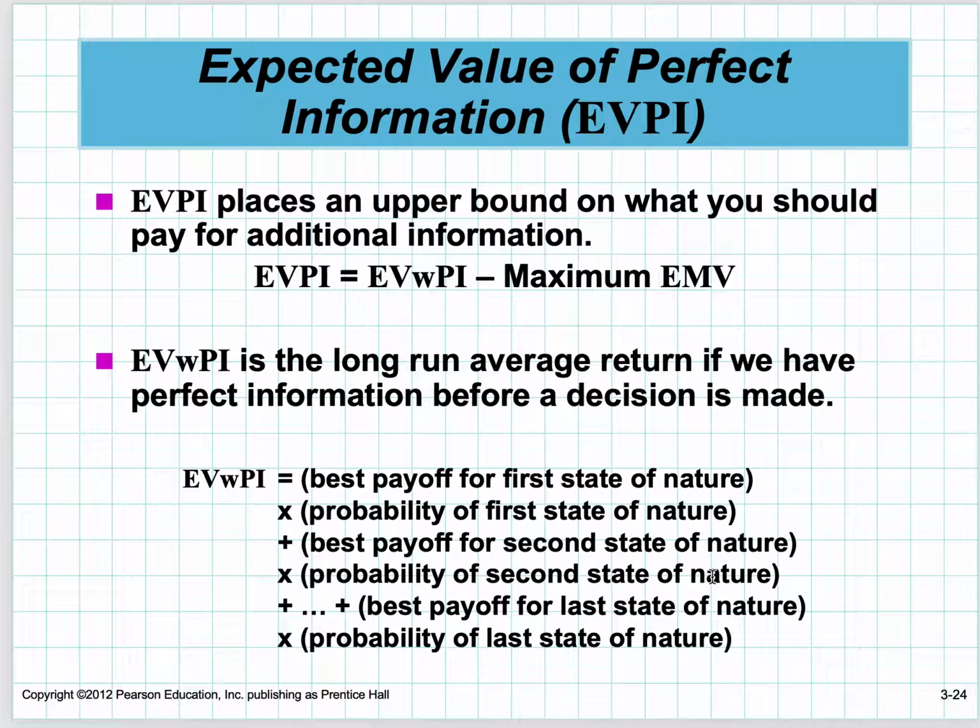Expected value of perfect information. Well, do you have perfect information? EVPI, expected value of perfect information, takes the expected value with perfect information minus the maximum EMV. So for the EVPI, you take the best payoff for the first state of nature and the probability of it happening, the best payoff for the second state of nature and the probability of that happening, and the best payoff for the last state of nature and the probability of that happening. So you're not picking things from different rows. The best answer in each column times the probability of that happening. For each state of nature, for each column, you're picking the best.